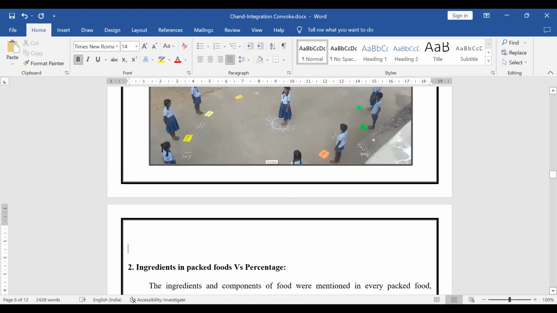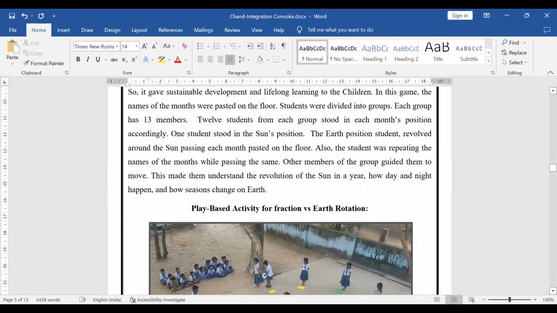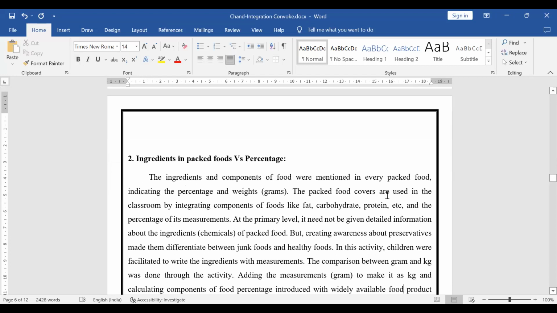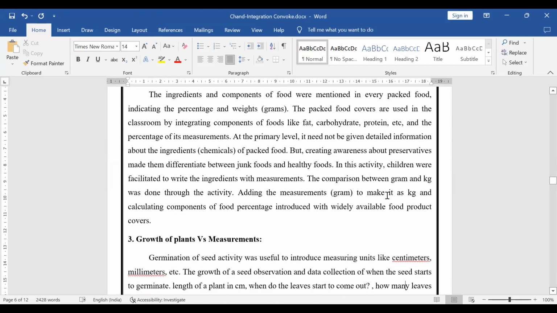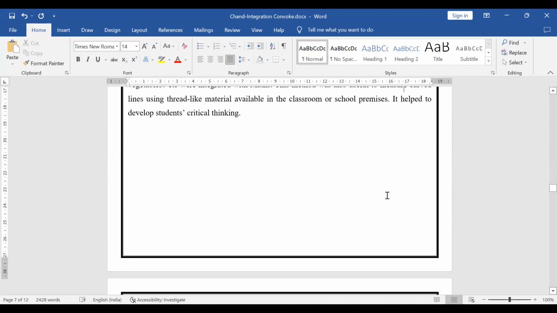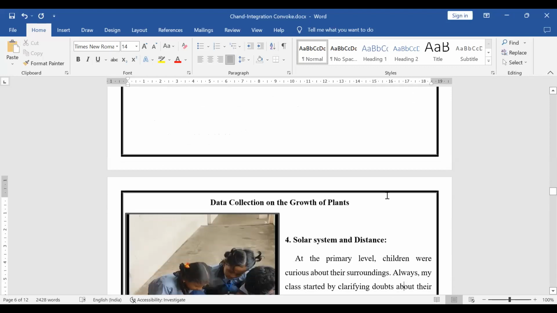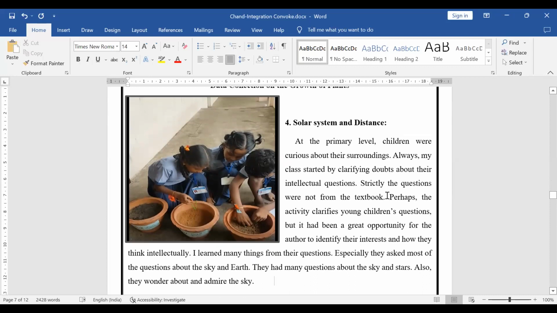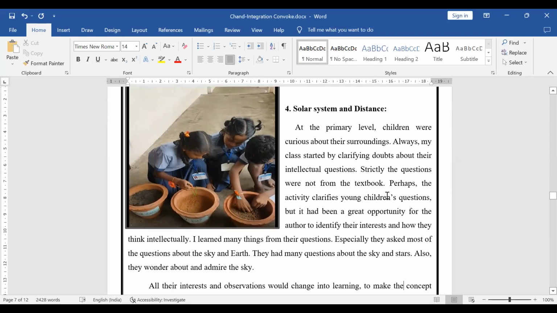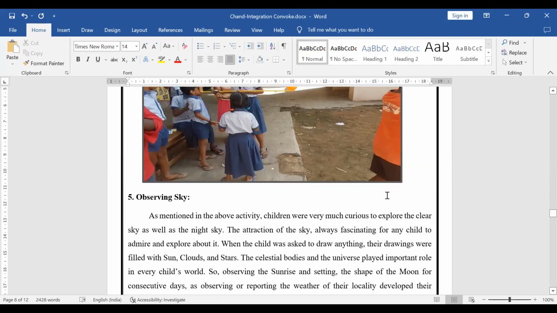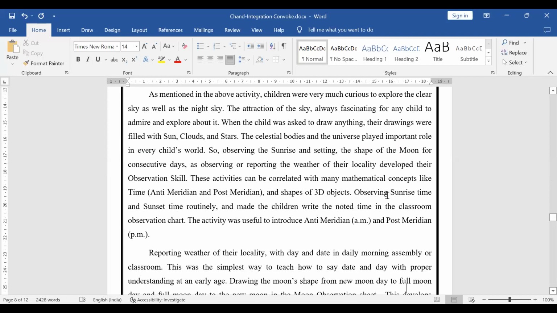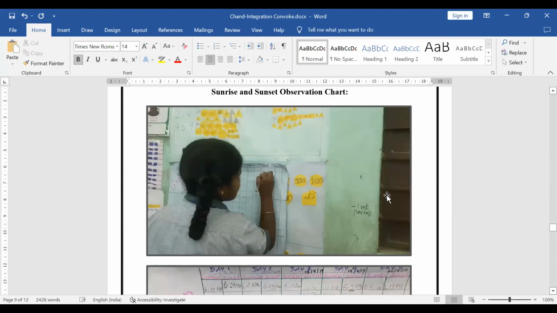Second activity, a play-way based activity. She has integrated some photos. Look at this: food packed, food plus percentage. Growth of plants and measurements. So daily they are measuring the growth, or weekly once. Solar system and distance. Observing sky. Whatever activities they are doing, she has supported the activity, whatever she is saying, by photos.